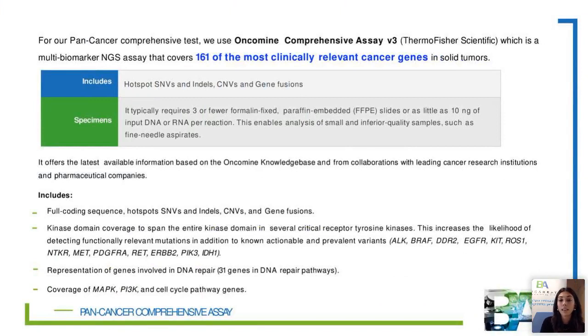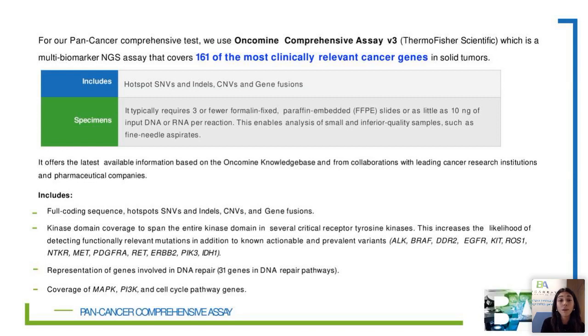So these are the numbers. In this pan-cancer comprehensive assay, we go ahead and check 161 of the most clinically relevant genes. Again, through a piece of tissue biopsy, we will be able to get DNA and RNA, checking for hotspot mutations, indels, changes in the number of copies, but also gene fusions.